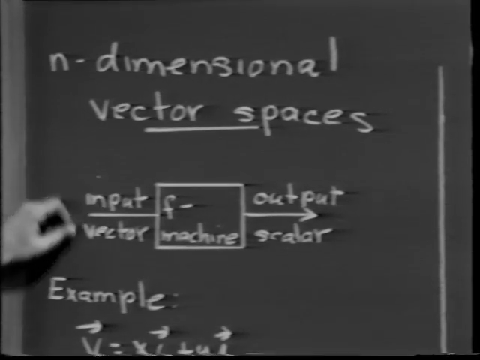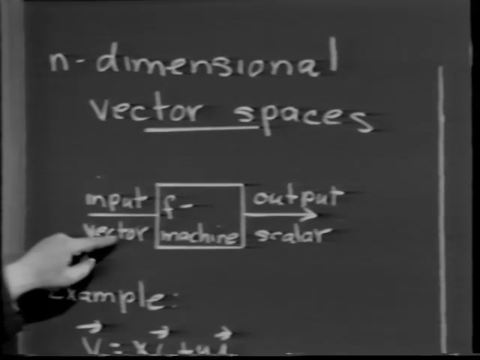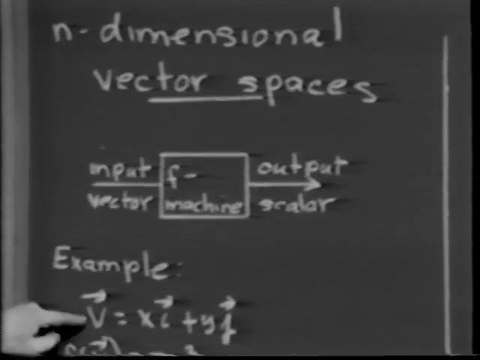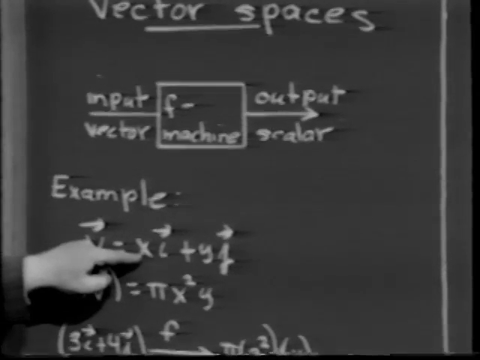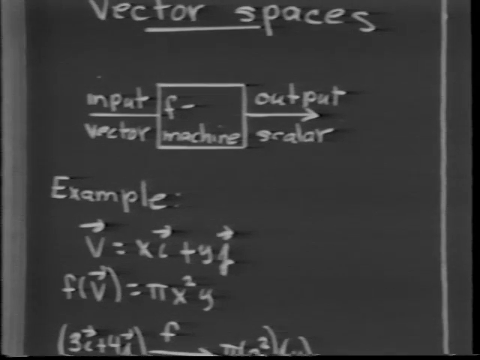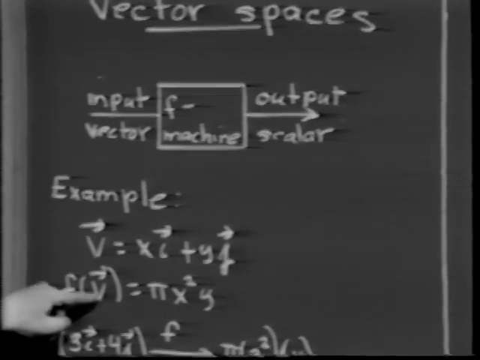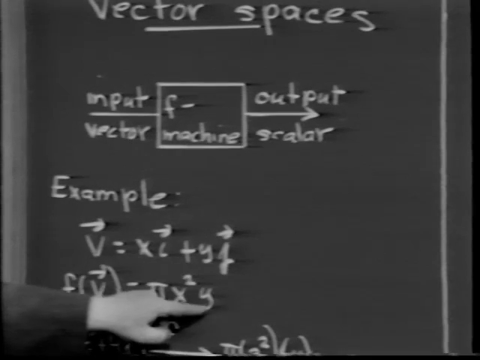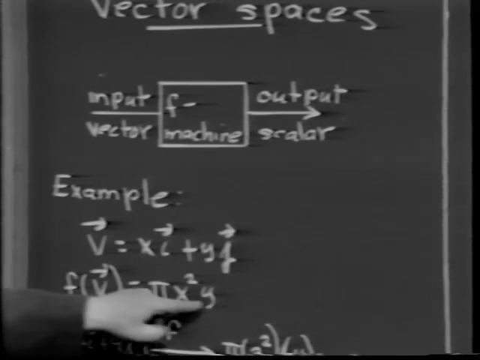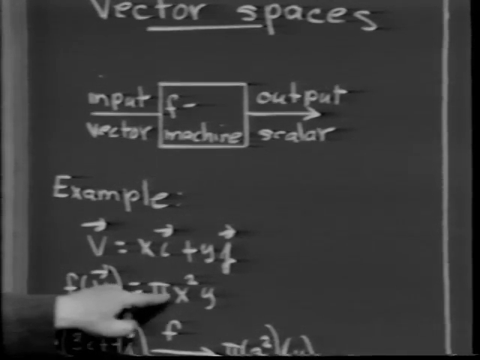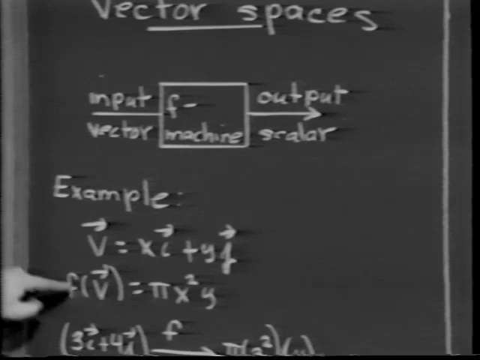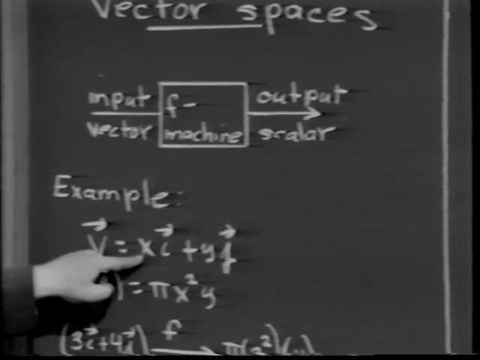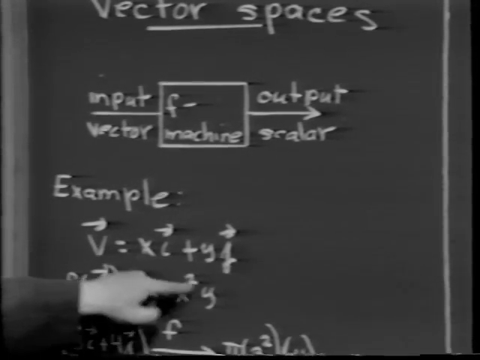Let's consider a function machine where my input is a vector and my output is a scalar. As an example, let V represent the vector xi plus yj, using i and j components. Let me define f of V to be pi times the square of the i component times the j component. Let's not worry right now about why I picked this particular recipe. Let's simply observe that once this recipe is chosen, f is a function which maps a two-dimensional vector in i and j components into a number, pi x squared y.